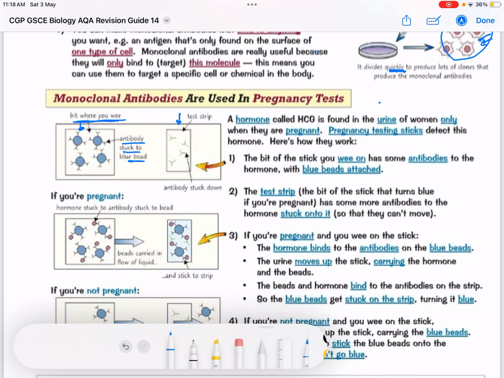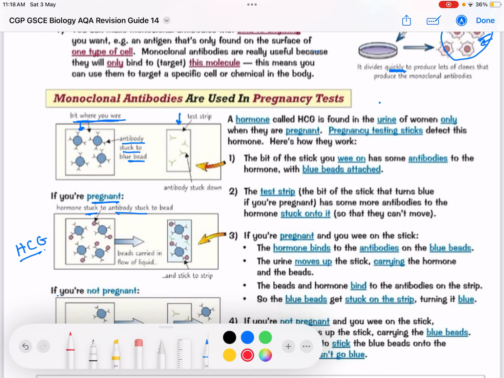Then if you're pregnant, there is a hormone called human chorionic gonadotropin, or HCG. The antibodies on the blue beads are made to stick to the human chorionic gonadotropin. So as you see here, the human chorionic gonadotropin binds to the antibodies. And then as you pee, the fluid will carry the antibodies along with the HCG hormone. You don't really need to know the long name, HCG is enough.